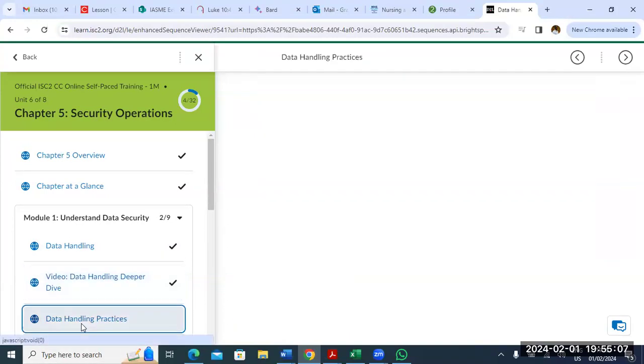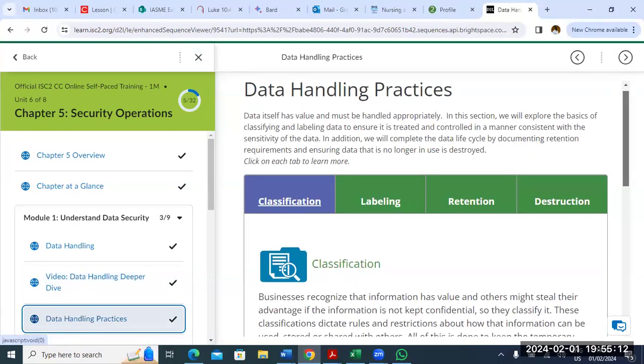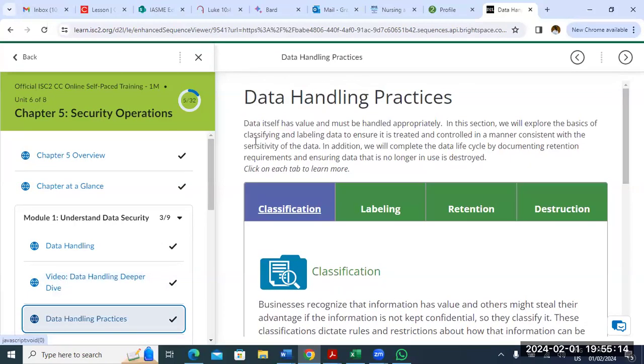Then let's go to the handling process. All the points mentioned, there are things that we have actually discussed as well. Data itself has value. So the value of the assets determines the kind of protection you put around it. When something is important to you, you have to make sure that it's well protected. Data handling: data itself has value and must be handled appropriately.